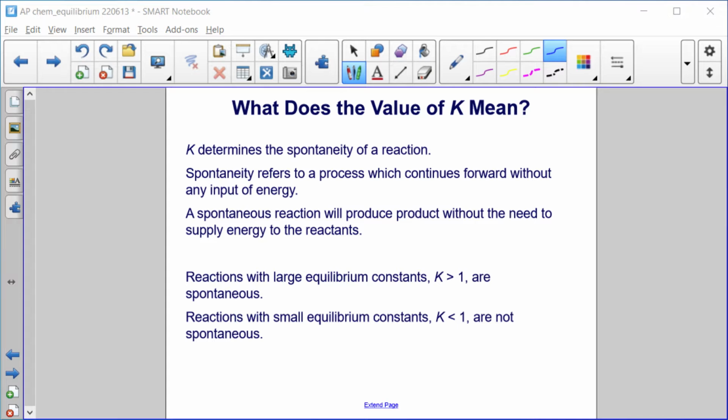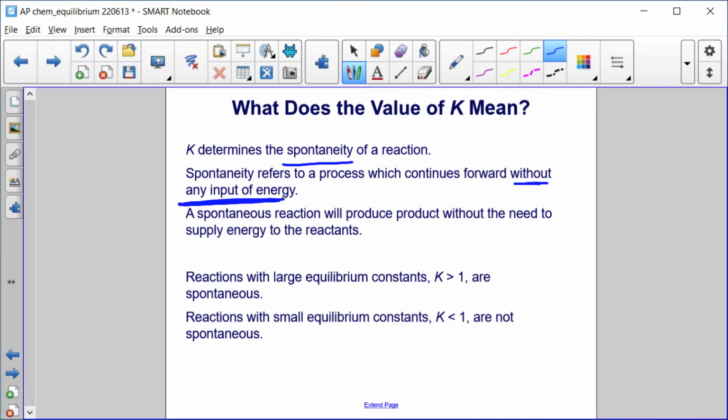So what does the value of K mean? K determines the spontaneity of a reaction. Spontaneity refers to a process which continues forward without any input of energy. A spontaneous reaction or process will produce product without the need to supply energy to the reactants.